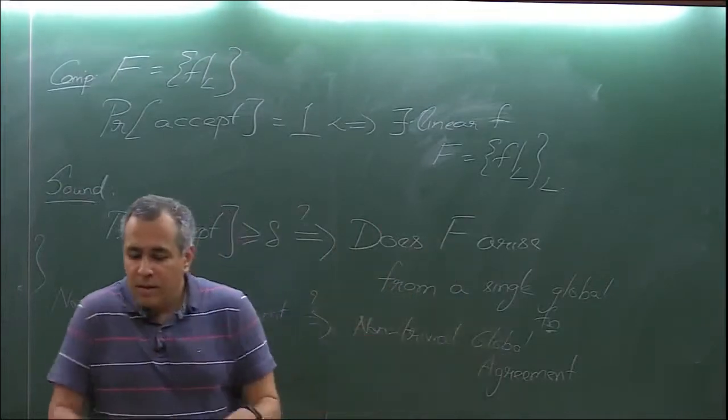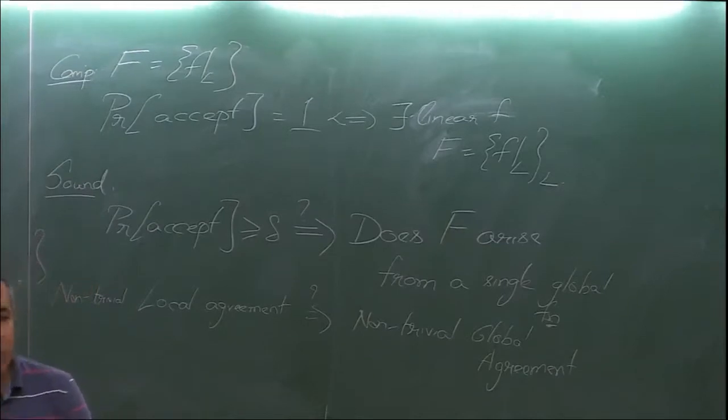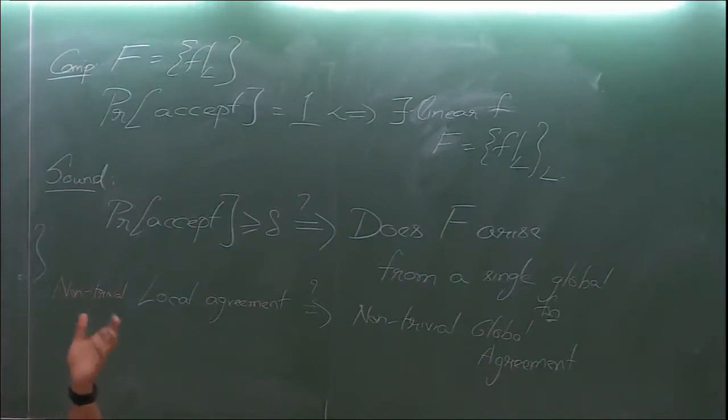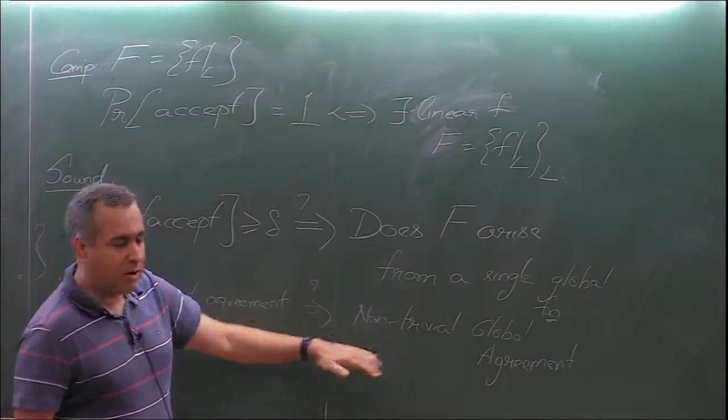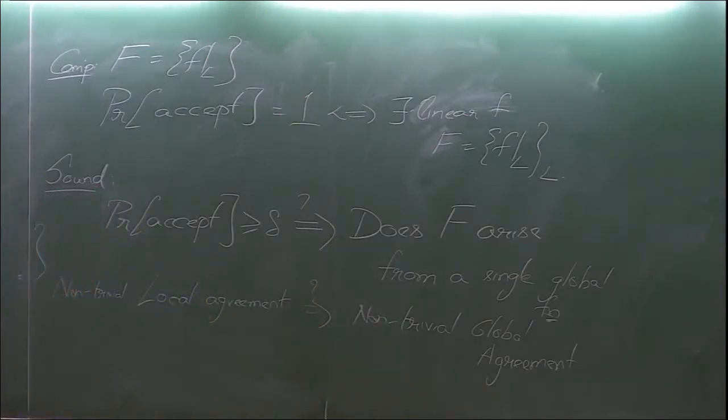I want to say that if the local functions agree with each other, then there must be some global F which has good correlation, or is close to it in some sense. And we'll see that that's just false. We'll see that counterexample. So let's look at this one.